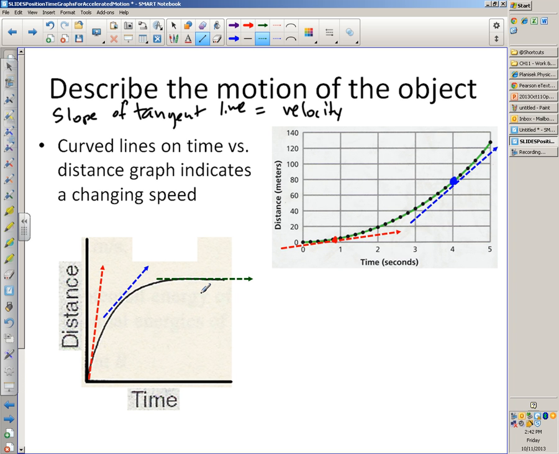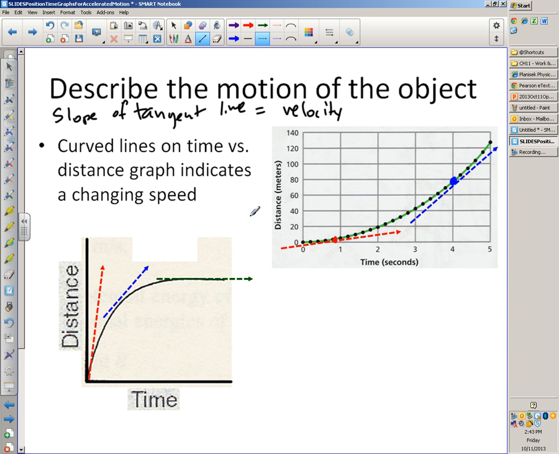What's the slope of a horizontal line? 0. What's the velocity of that object? 0, at least at the green section, right? So in this case, the slope of the tangent line will tell us the velocity. Calculus-wise, when you get to calculus, the slope of the tangent line is equal to the derivative of that function. So the derivative of the position function gives you the velocity of that object.